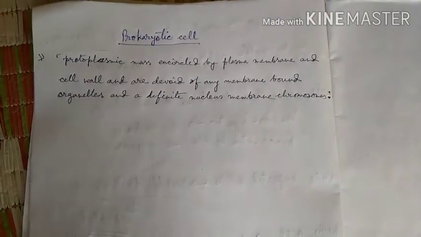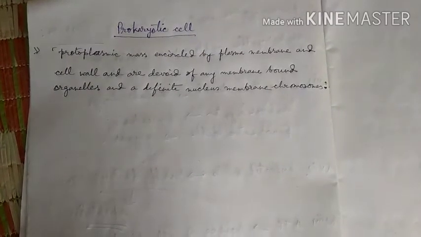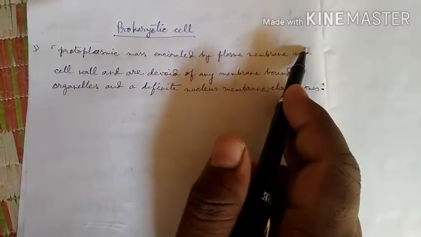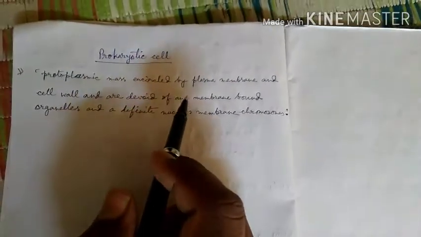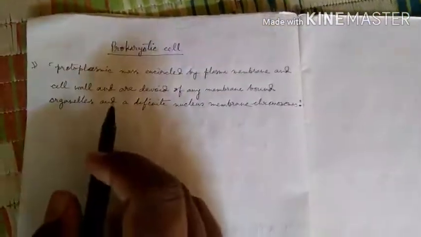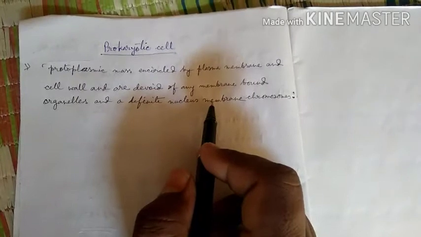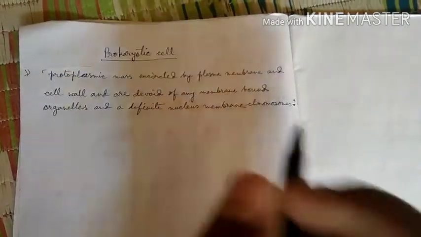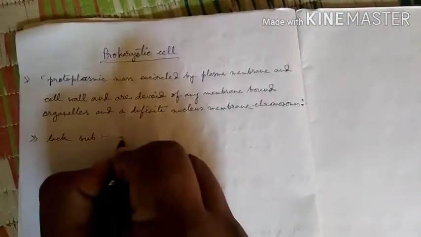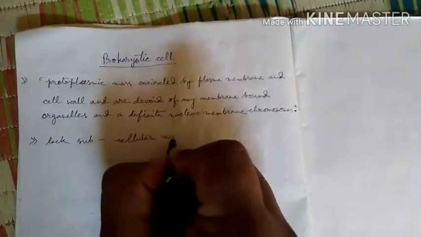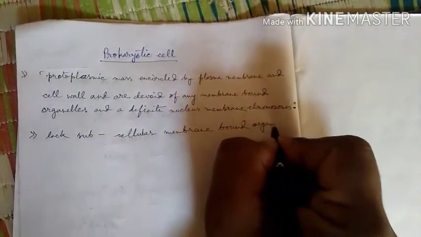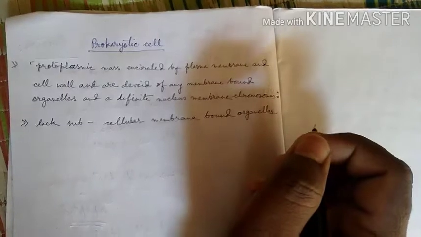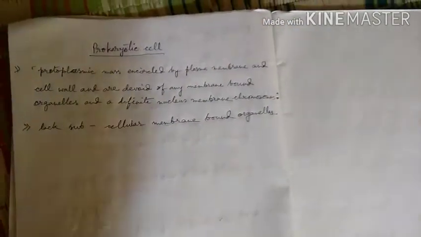Prokaryotic cells are defined as a protoplasmic mass encircled by plasma membrane and cell wall, and are devoid of any membrane-bound organelles and a definite nuclear membrane and chromosomes. They lack subcellular membrane-bound organelles. They have no definite nucleus.